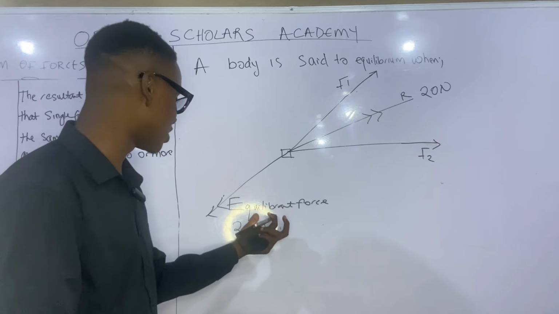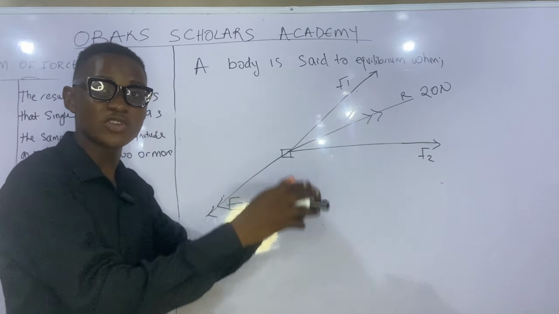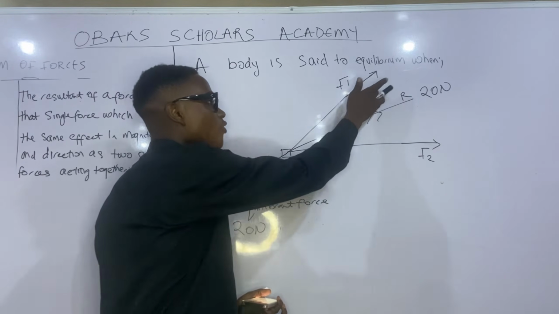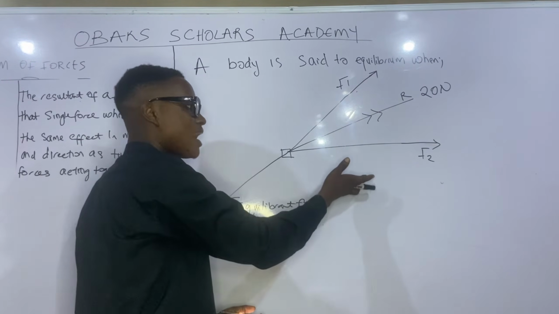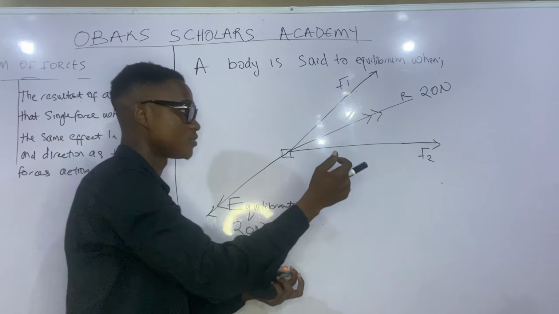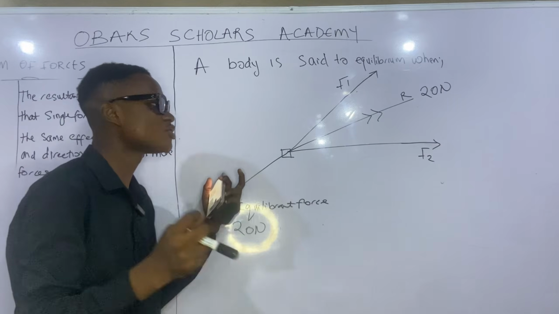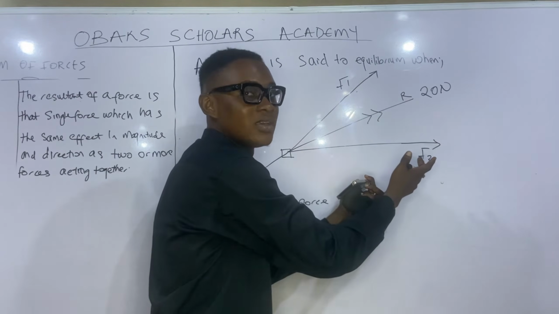So that's what the equilibrant force is. Now, all other forces taken together is the resultant force, because we've gotten the resultant of all the forces, which is F1 and F2. And we assume it to be what? 20 Newton. So that equilibrant force is that single force which will balance all other forces taken together.